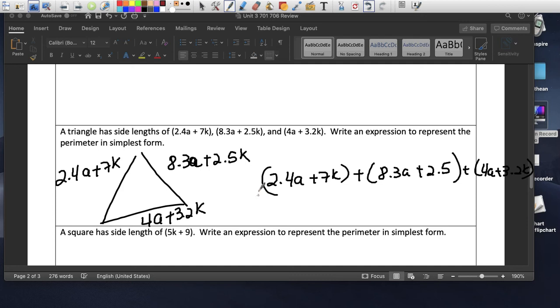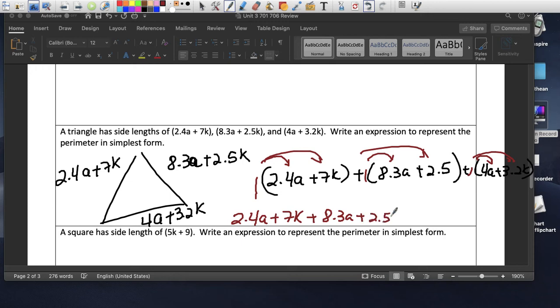So I'm going to add them. I'm going to remove the parentheses, pretend there's a 1 here, and I'm going to distribute it properly, right? So it's just 1 times the number inside, and 1 times the number inside. Because the 1 is positive, nothing's going to change, so we are going to get the same exact thing. Plus 2.5 plus 4a plus 3.2k. So we need to add a few things here. So this a with this a with this a. They're all positive, thankfully.